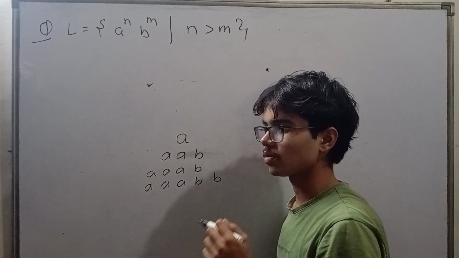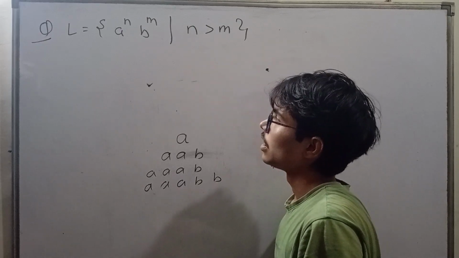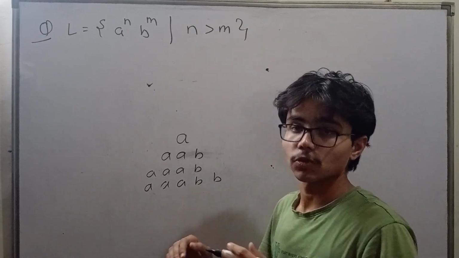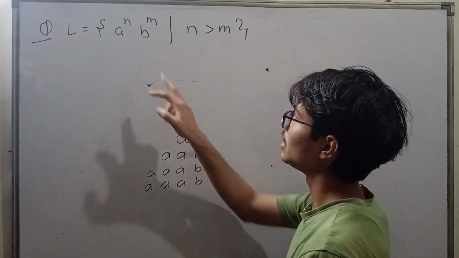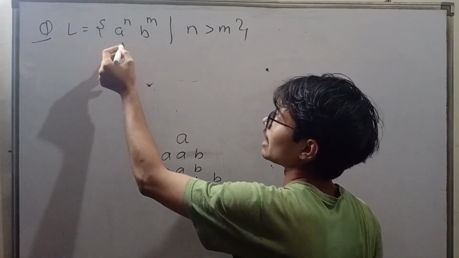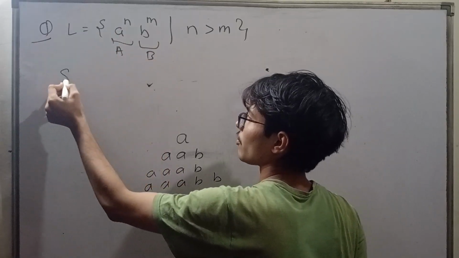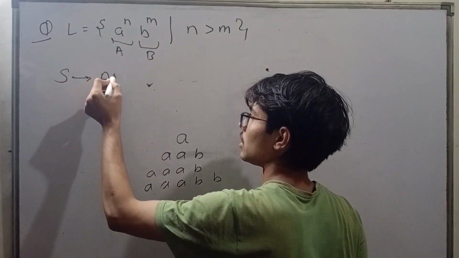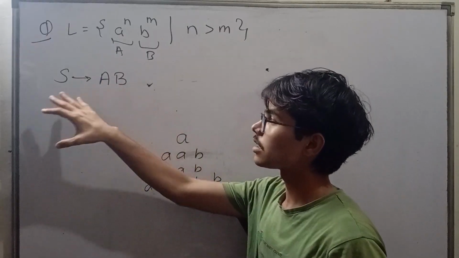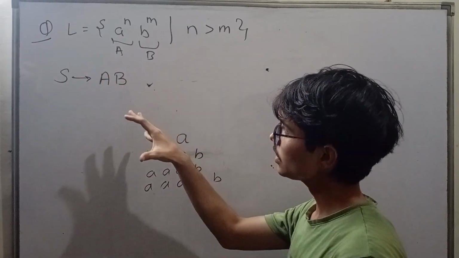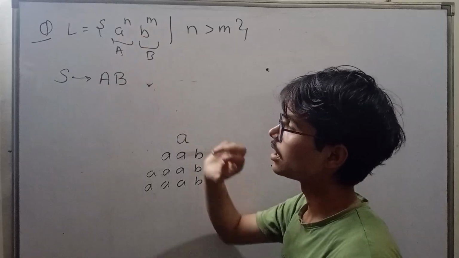Okay, so what do I need to do? First of all, as we did in the previous lecture, we take these both differently. This I take as A, this I suppose as B. So from S I have to generate AB. Okay, A for this, B for this.